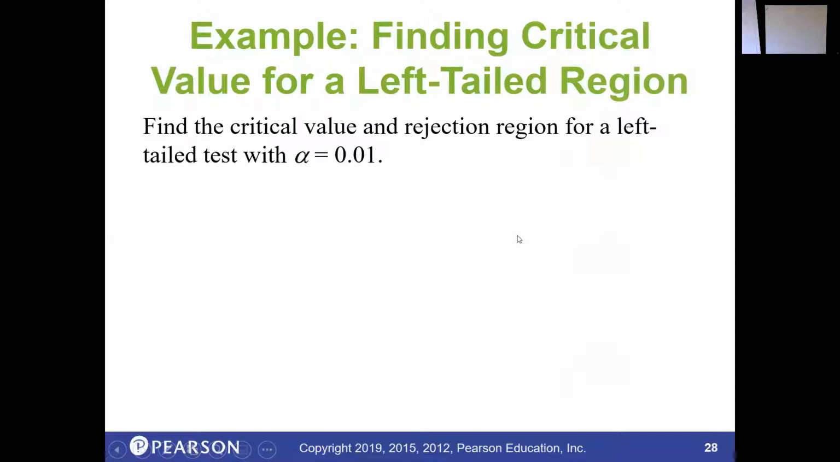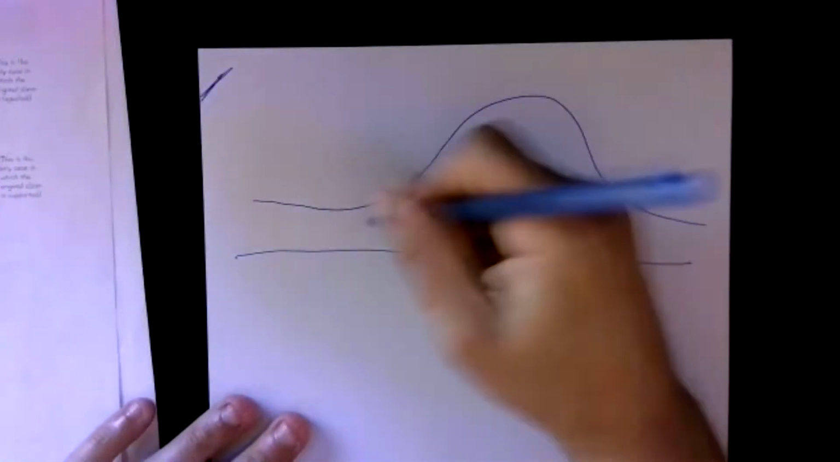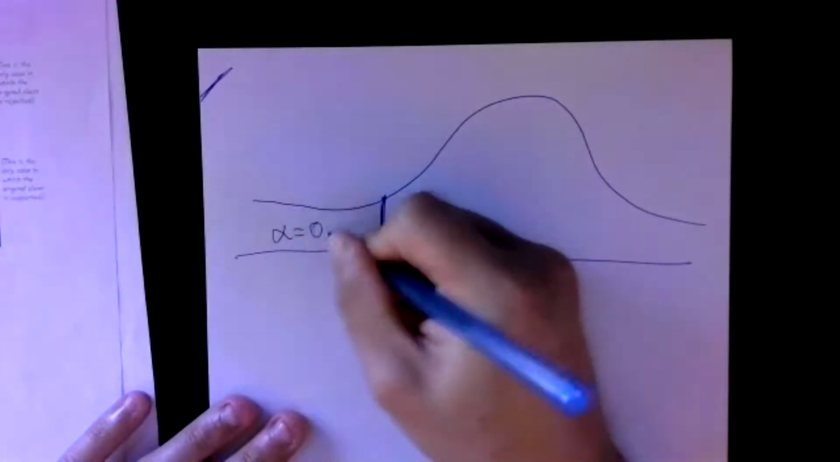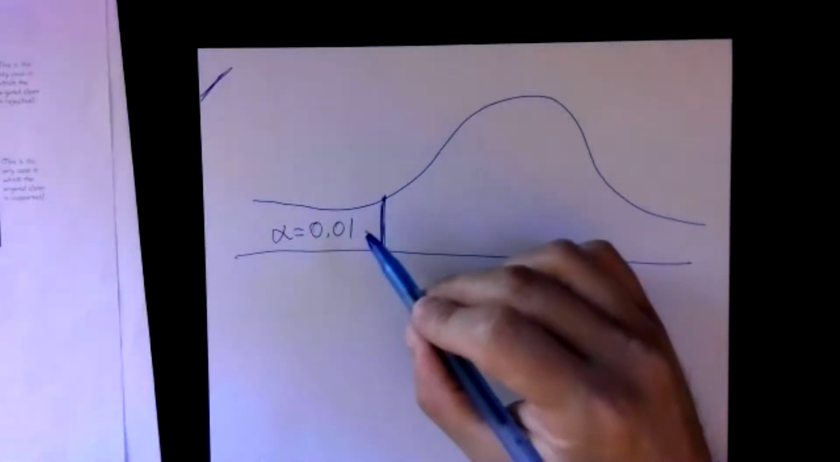So here we have an example. Find the critical value and rejection region for a left-tailed test with an alpha of 0.01. As usual, start with a picture. They say it's a left-tailed test. The alpha value is 0.01, which means that is the area in the tail.